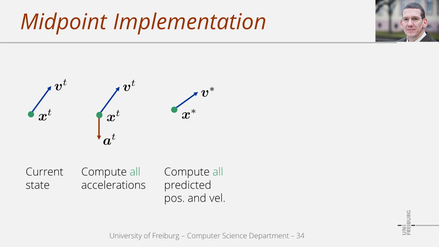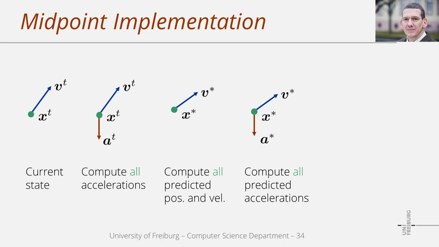Next, we perform the first Euler update of the midpoint scheme to get the intermediate or predicted positions and velocities x star and v star for all particles. Based on this information, we can compute the intermediate or predicted accelerations a star at all particles. And finally, we use v star and a star to perform the second Euler step to get the final positions and velocities at time t plus h.